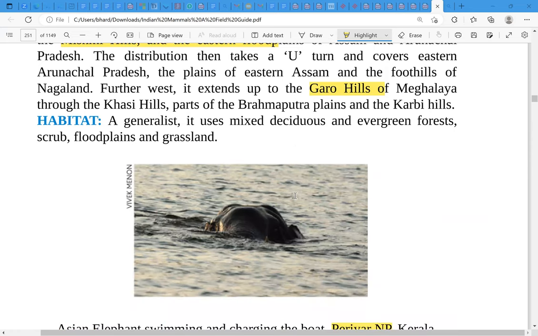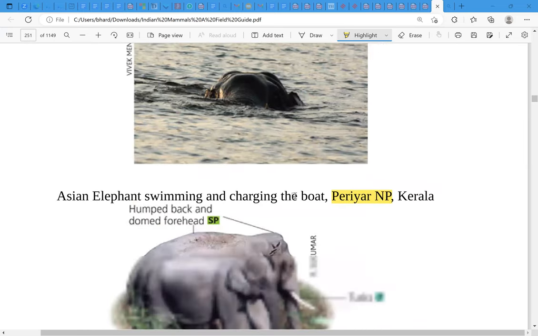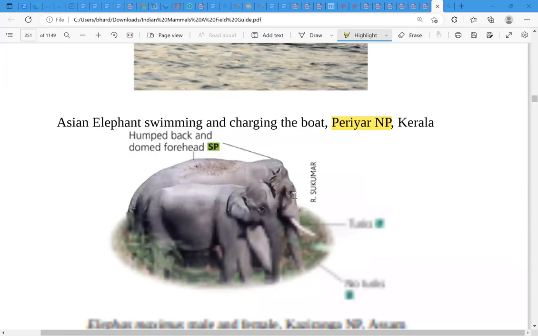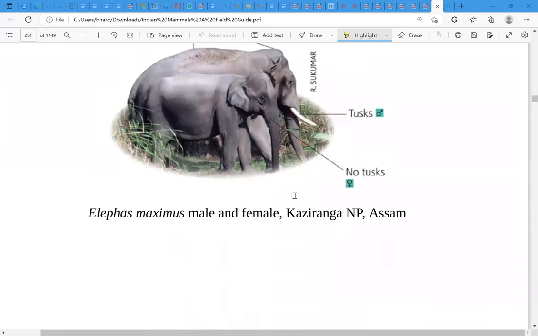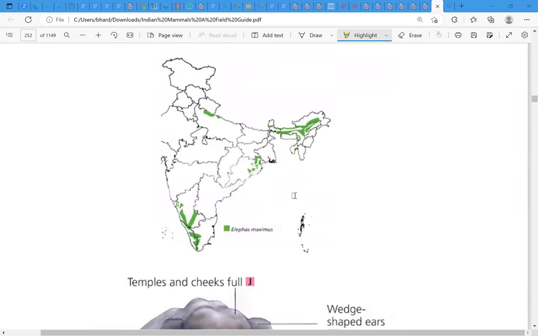So its habitat has deciduous and evergreen forest, scrubs, foothills and grassland. That is how it is. Again, it is shown here how it is humpbacked, and what is the way to protect it. This map is showing the presence. You can just take a note and try to understand.